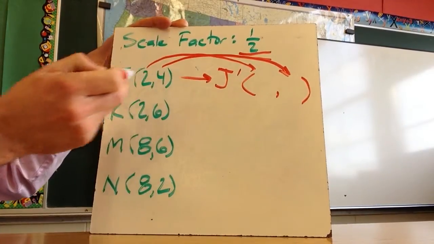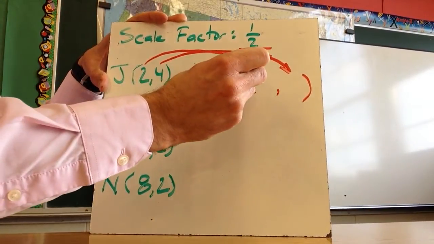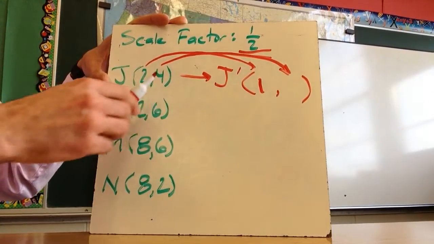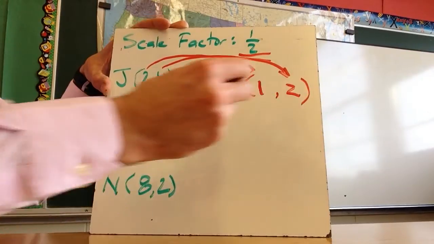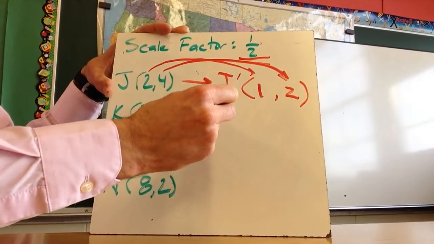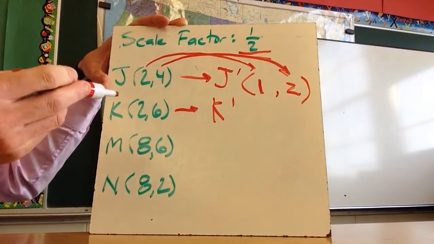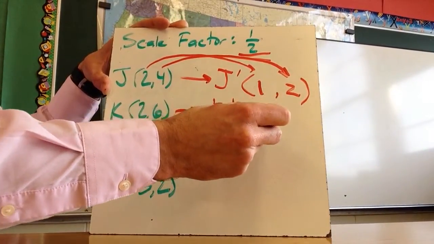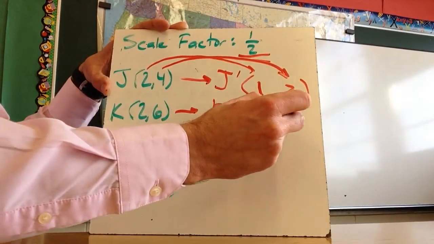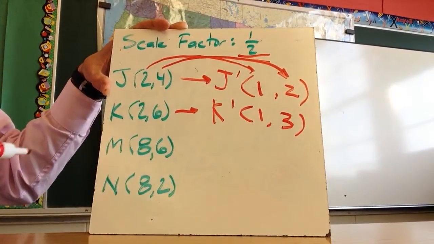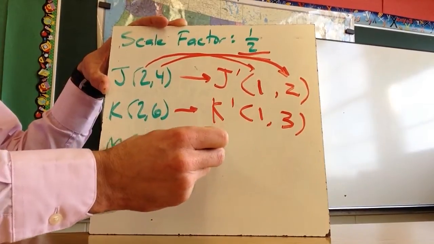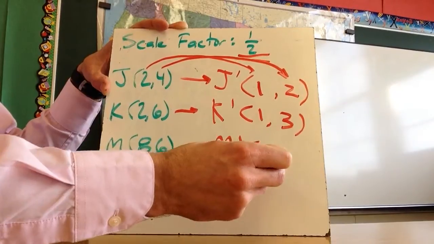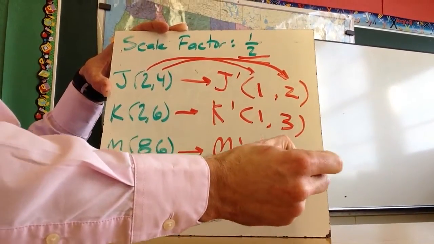So I'm going to take 1/2 times 2. 2 times 1/2 is 1. I'm going to take 4 times 1/2. 4 times 1/2 is 2. Okay, I'm going to do the same thing to find K prime. K prime is 2 times 1/2, which is 1, and then 6 times 1/2, which is 3. Then to find M prime, it's 8 times 1/2. 8 times 1/2 is 4, and 6 times 1/2 is 3.